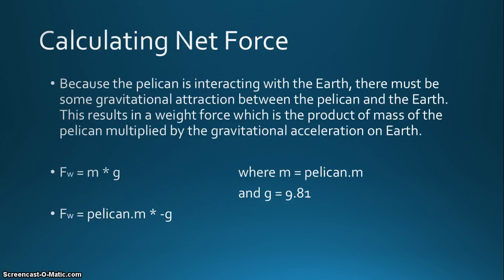Because the pelican is interacting with the Earth, there must be some gravitational attraction between the pelican and the Earth. This results in a weight force, which is the product of the mass of the pelican multiplied by the gravitational acceleration on Earth. Shown here, Fw is equal to m times g, and we know that m is equal to pelican.m, which is 15, and g is equal to 9.81, always the same on Earth. Shown below is how it will be modeled in the VPython code, pelican.m times negative g, because this is acting in the downward direction.